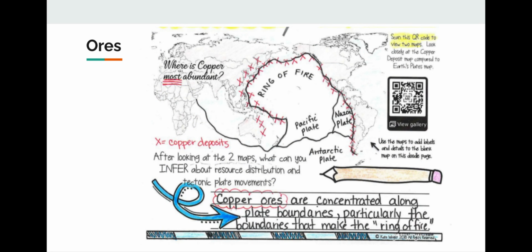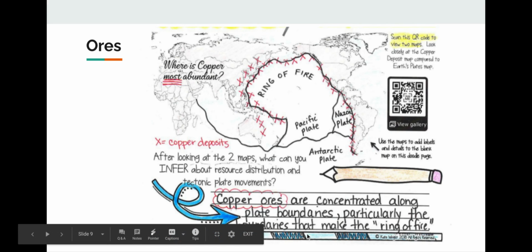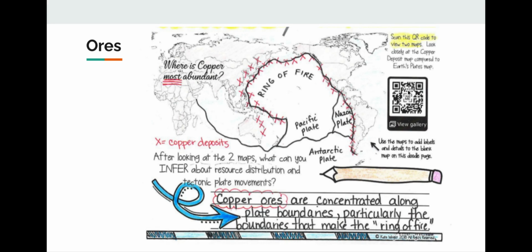So here you can see we're looking specifically at copper. Where is copper most abundant? Copper is most abundant around the Ring of Fire. And even these X's here used to be the edge of the Pacific plate, right? But as it grew, remember our plates grow and shrink, those deposits were moved further to the center of another plate. So you can use this little QR code to find another map of copper deposits.